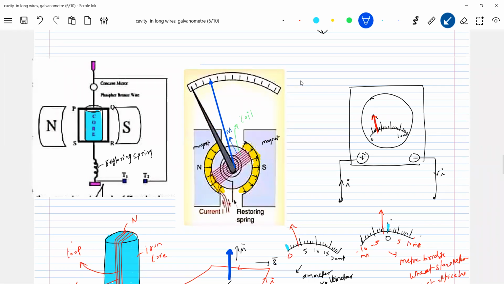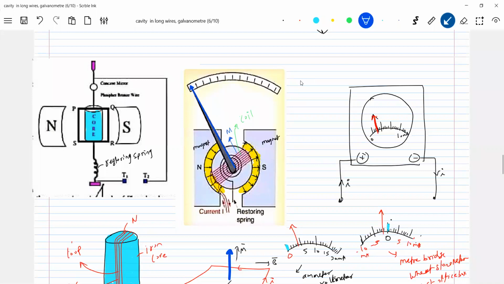Now, if I make current 0, what should happen to the coil? What should happen to the pointer? It should come to 0, no? Can it come? Yes. Who should bring it back? If I make current 0, torque due to dipole moment will become 0, no? Then the elastic forces in the spring which got twisted will act and bring the pointer back to 0. Are you getting the mechanism?